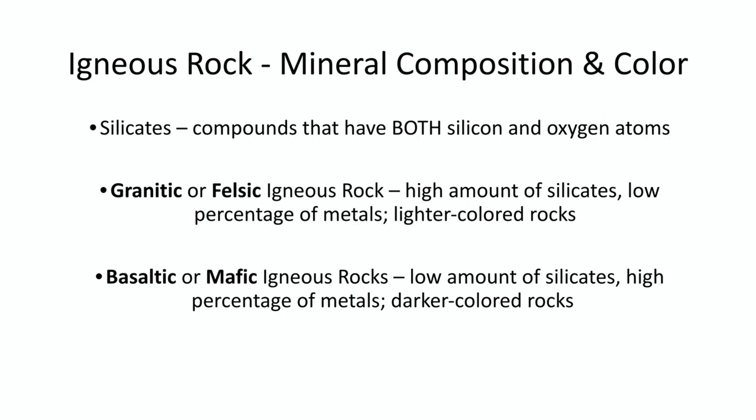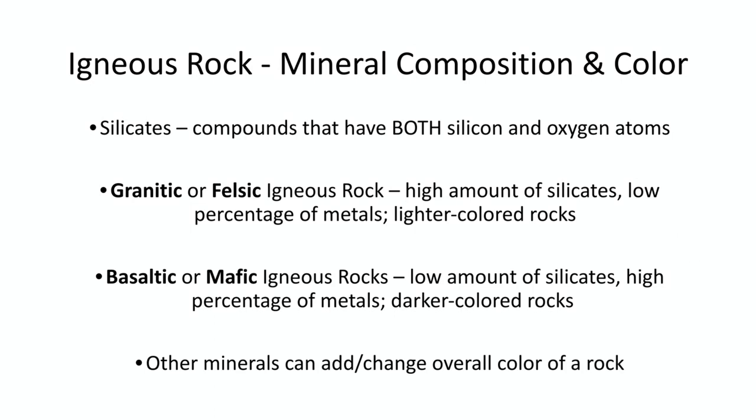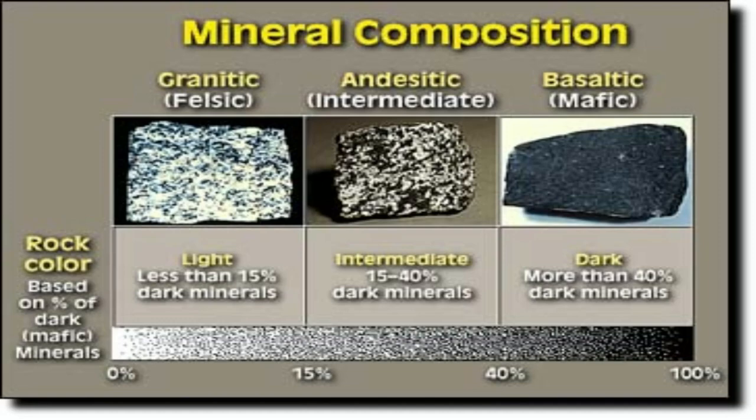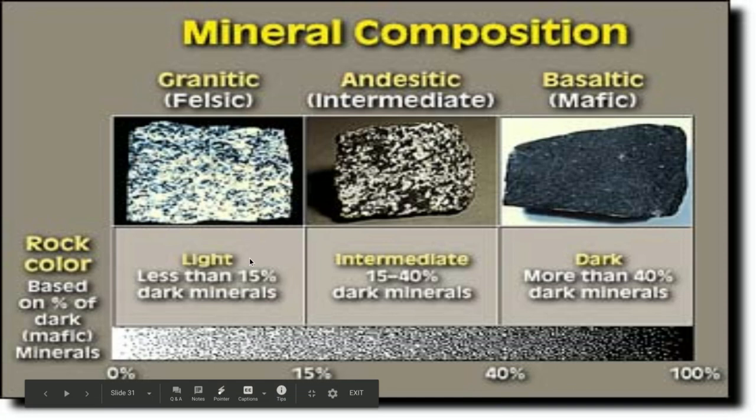So just by looking at the color, you can tell whether an igneous rock has a high or low amount of silicates and also a high or low amount of metals. Other minerals can add or change the overall color of a rock, but we'll try to keep it fairly simple. Okay, so here we have a nice little chart.